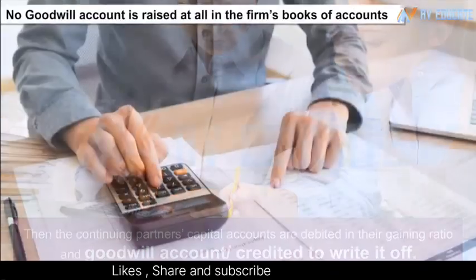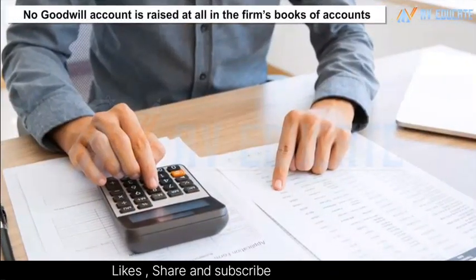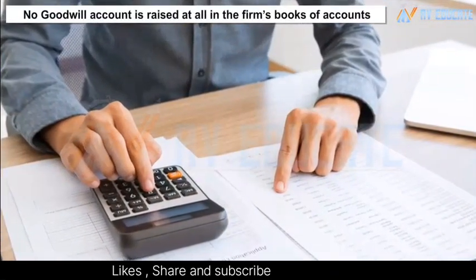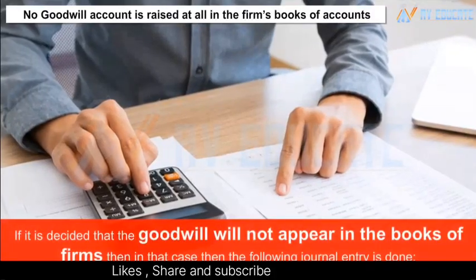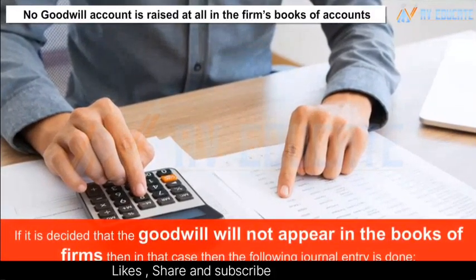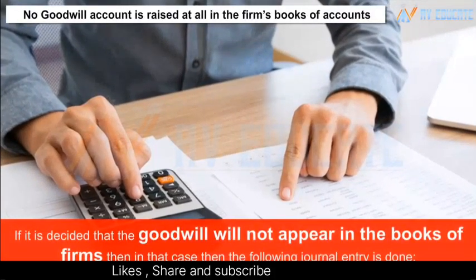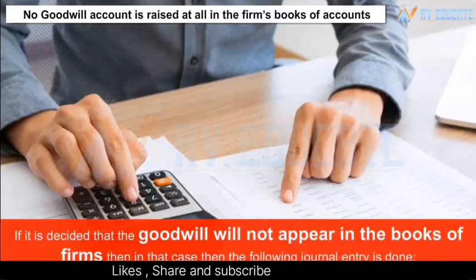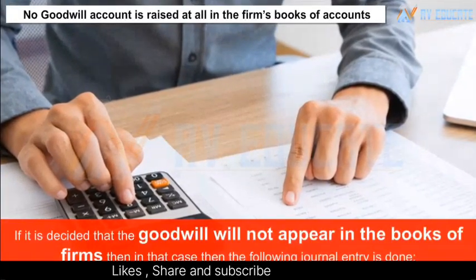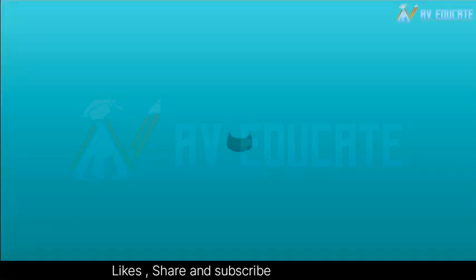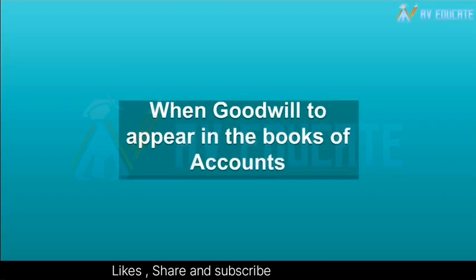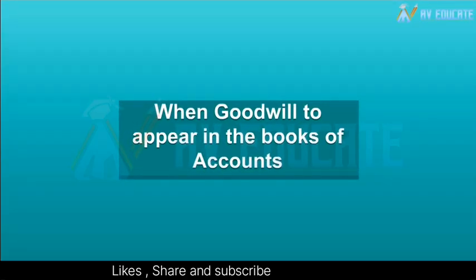D. No goodwill account is raised at all in the firm's books of accounts. If it is decided that the goodwill will not appear in the books of the firm, then in that case the following journal entry is done. When goodwill is to appear in the books of accounts.